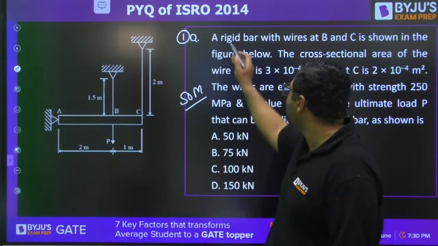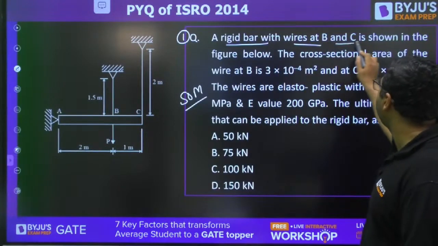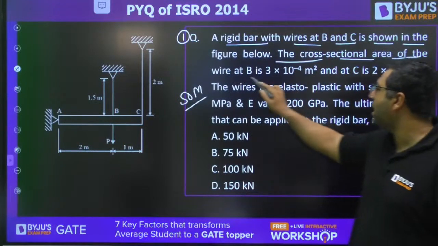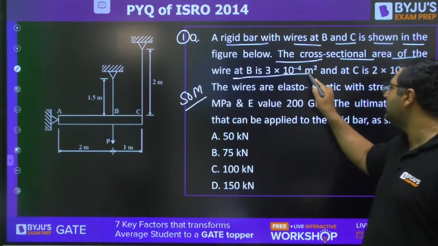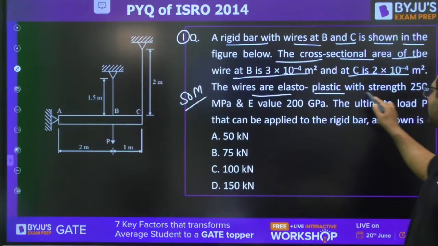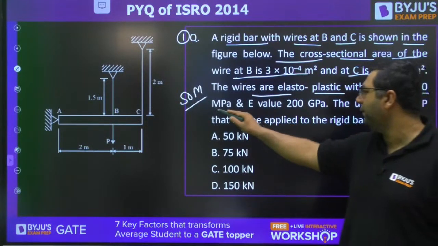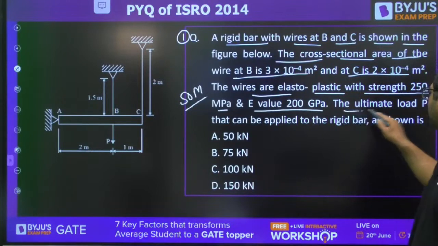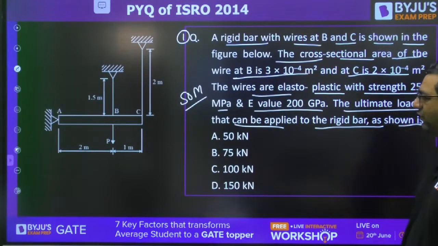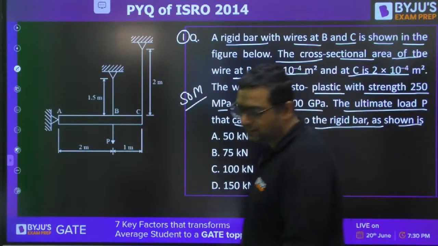The question says that a rigid bar with wires at B and C is shown in the figure below. The cross-sectional area of the wire at B is this much and at C is this much. The wires are elastoplastic with a strength of 250 MPa. E value is 200 GPa. The ultimate load P that can be applied to the rigid bar is what you need to find out. This is a lengthy question.